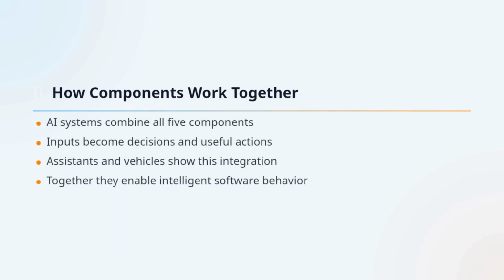These 5 components are not isolated features. They work together inside real AI systems. A virtual assistant may perceive your voice, understand your language, reason about your request, learn from repeated interactions, and solve the task by giving the right response. The same idea applies to autonomous vehicles and enterprise tools. Now that we understand perception and language understanding, we can see how all 5 components combine into one functioning system.